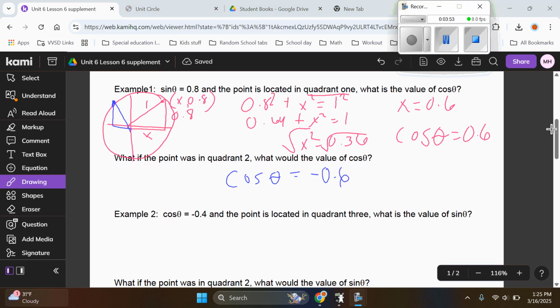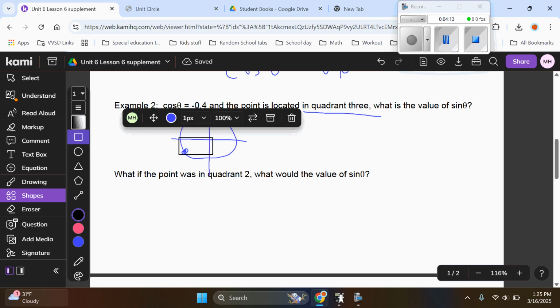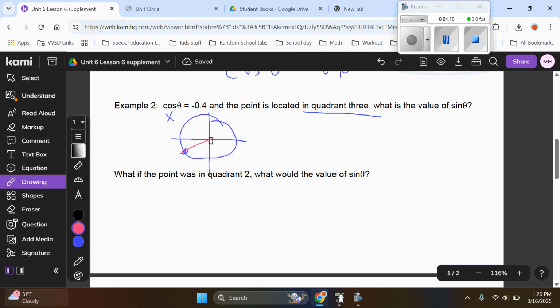Hopefully you tried example 2 on your own. It always helps to make a quick sketch. So again, cosine theta means our x coordinate is negative 0.4, and we're located in quadrant 3. So I'm going to draw a quick sketch. Here's my circle. I am going to be negative 0.4, quadrant 3, somewhere over here. Draw my triangle in. Okay, again, negative 0.4. I don't know my y coordinate. My hypotenuse is 1. And I can set up my Pythagorean theorem.